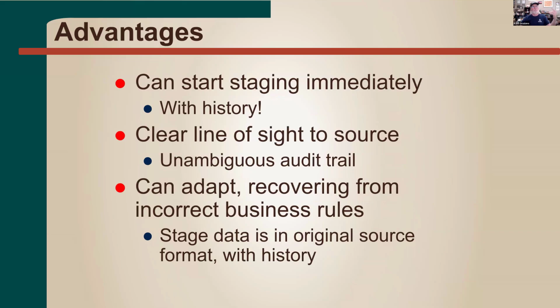Now, the advantage was, of course, we were able to start staging immediately and not lose any history, right? Because we were using the type 2 staging area. We had a very clear line of sight from our presentation layer back to the sources, and we were able to be very agile in our approach. If they gave us the wrong business rules, it was a change to code in a view in the end, just like you would do with the business vault. The persistent history was already there, so we were able to adapt very quickly.